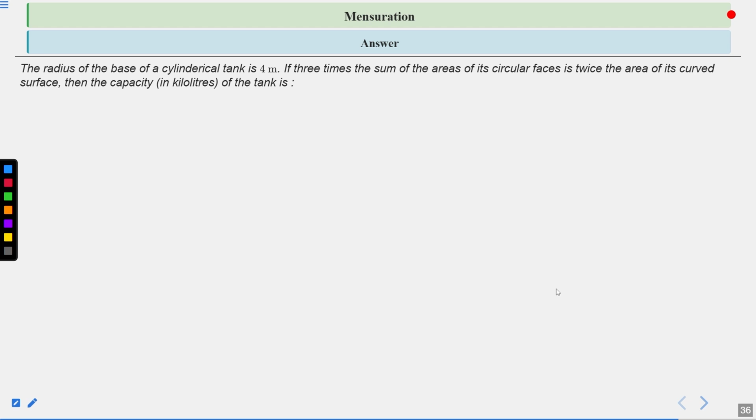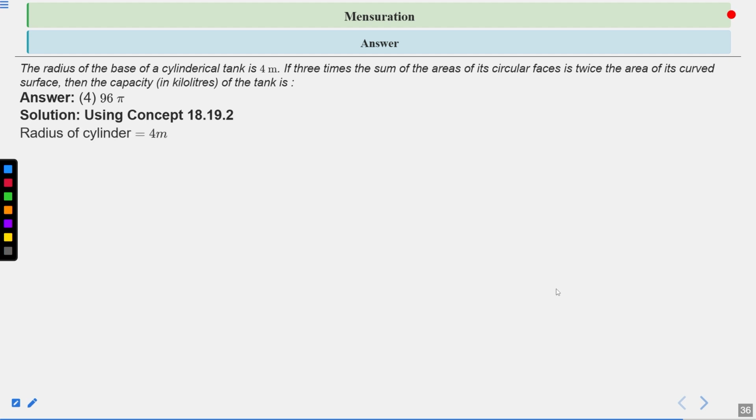The question says that the radius of the base of the cylindrical tank is given as 4 meter. If 3 times the sum of the areas of its circular faces is twice the area of its curved surface, then the capacity in kiloliter of the tank. We can calculate it by using the formula. The correct answer of this question is the fourth one, which is 96 pi. Now see the detailed solution.